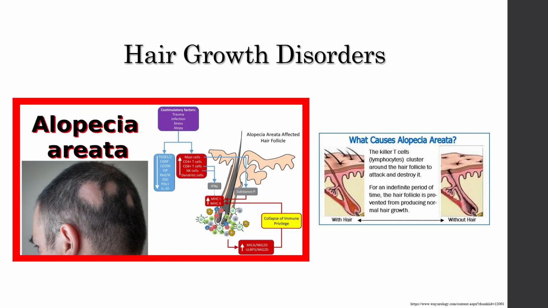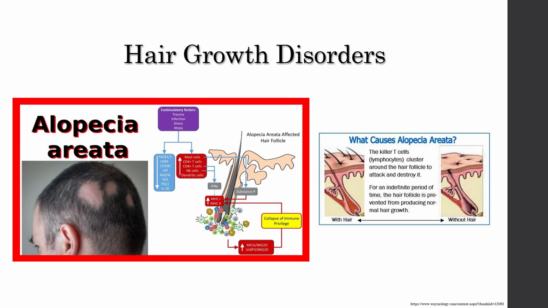Now that we understand the normal hair cycle, let's talk about what happens when that cycle gets disrupted. One of the most fascinating and honestly immunologically dramatic conditions is alopecia areata. This is an autoimmune disorder where the body essentially decides that hair follicles are suspicious characters and launches an attack. Normally, hair follicles exist in what we call an immune privileged site, meaning the immune system usually leaves them alone. But in alopecia areata, that privilege collapses.